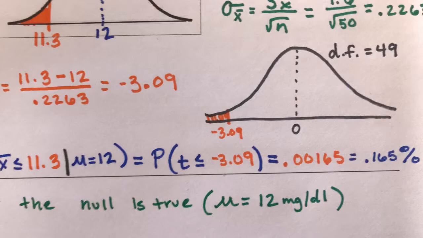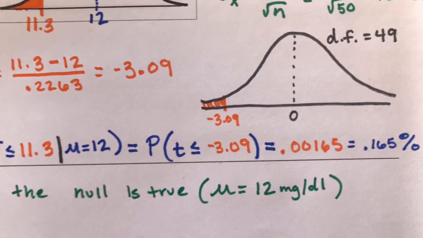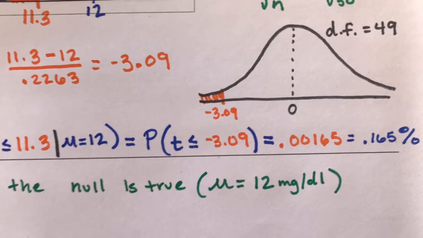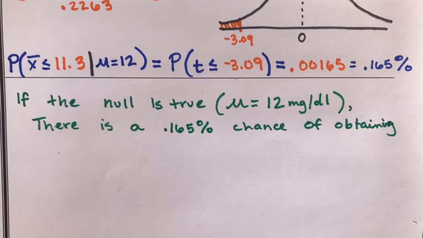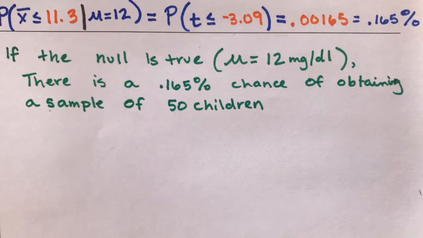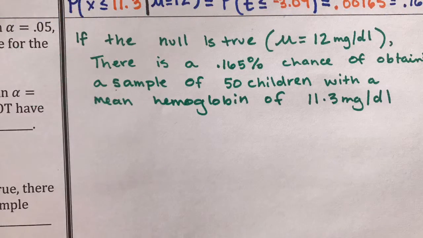So what does this all mean? What's our conclusion? Well, if the null hypothesis is true, that the mean is 12 milligrams per deciliter, then we would obtain a sample of 11.3 milligrams per deciliter for 50 Jordanian children 0.165% of the time. This is how you interpret the p-value. This is the probability of obtaining your sample if the null hypothesis is true.